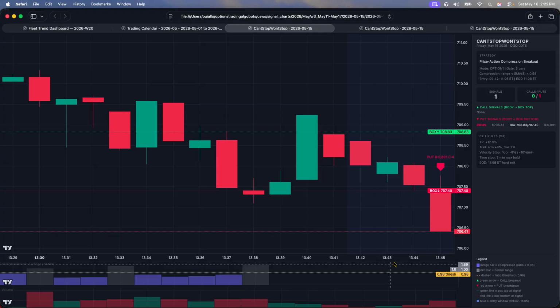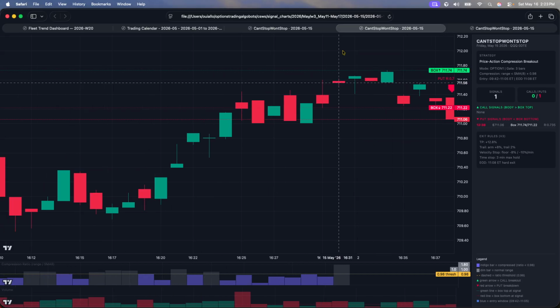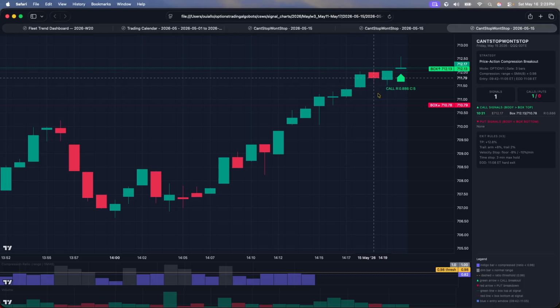So again, that box, right? Here's that box that formed. Once we have that box that forms, now we're looking for a breakout. Here's that breakout that formed, and here's the put contract that we got into, right? And then let's go look at another signal. Then we have here the box that formed, right? Then we have a breakout, and that breakout was a put signal. And then one more, right? We had a box that formed. Then we had the breakout, right? And this was our call signal.